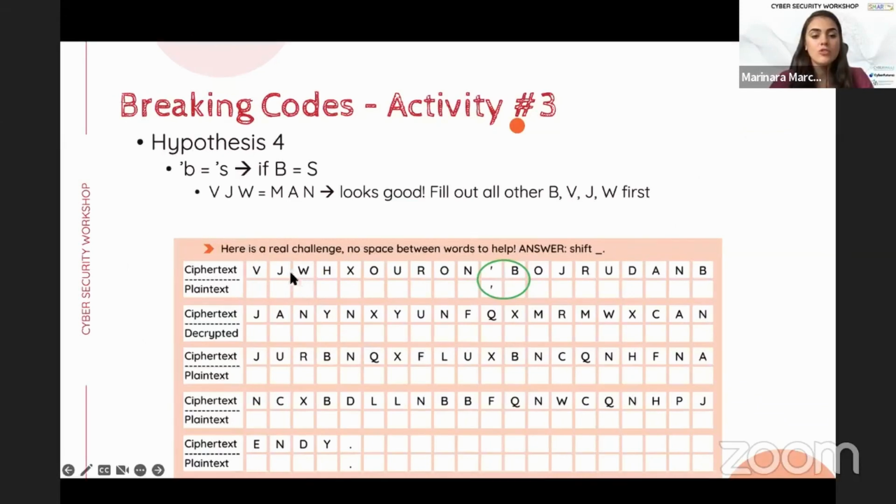V, J, and W would be man. So that kind of makes sense. So V, J, and then W equals men. Okay, so yeah, this looks very promising, and that's how you would work through it.